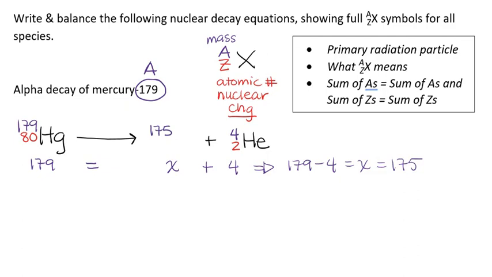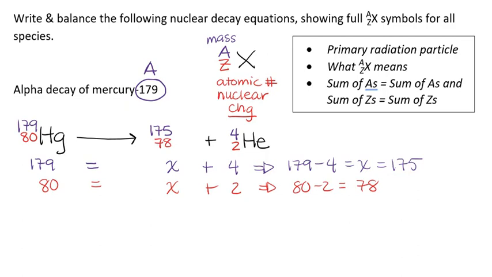And I'm going to do the same thing to figure out what is the Z. So I have 80 equals whatever Z value for the isotope plus 2. So I have 80 minus 2 equals 78. So I'm going to write that one down. So I'm just stacking the A and the Z.